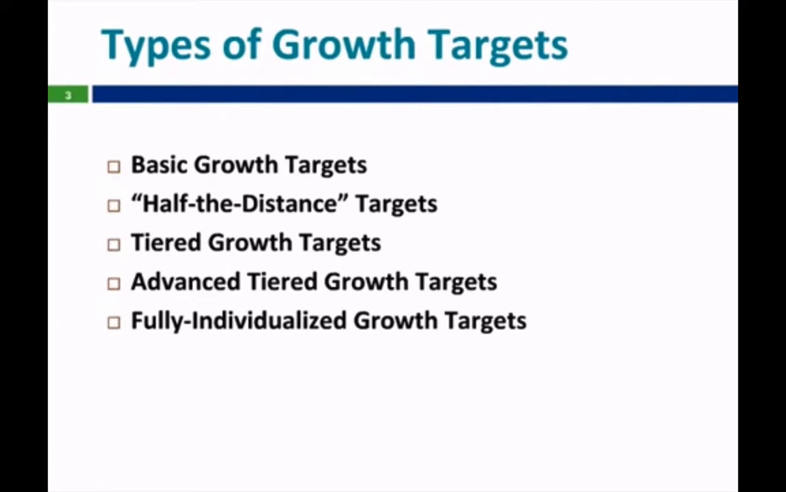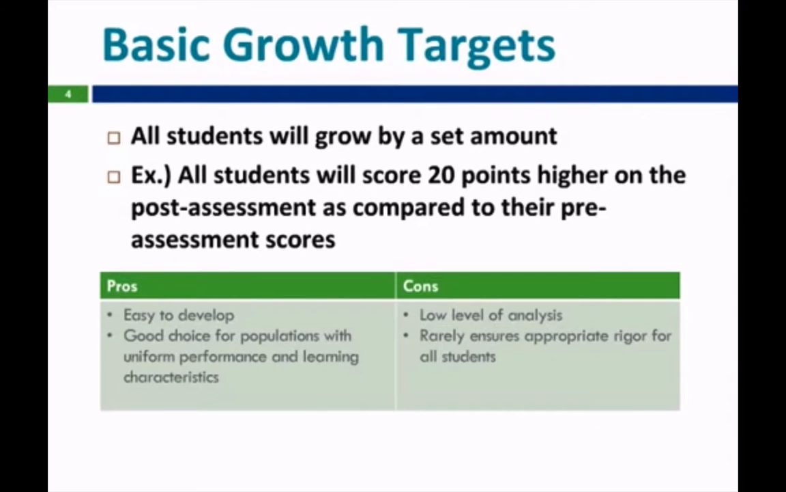So there are at least 5 types of growth targets that we'll be discussing this morning. The first and most basic is the basic growth targets. We'll also talk about half the distance growth targets, tiered growth targets, advanced tiered growth targets, and fully individualized growth targets. So, basic growth targets. All students will grow by a set amount. This is a very simple kind of growth target.